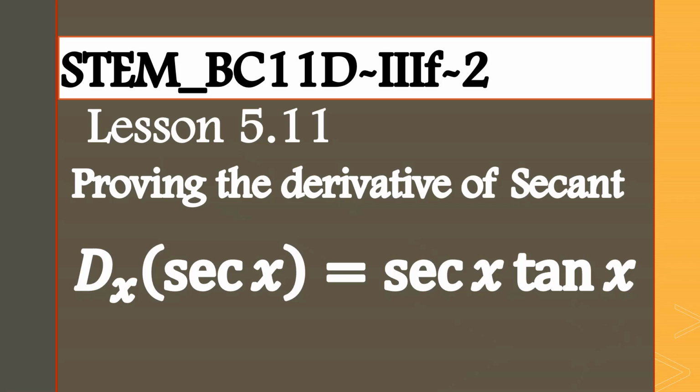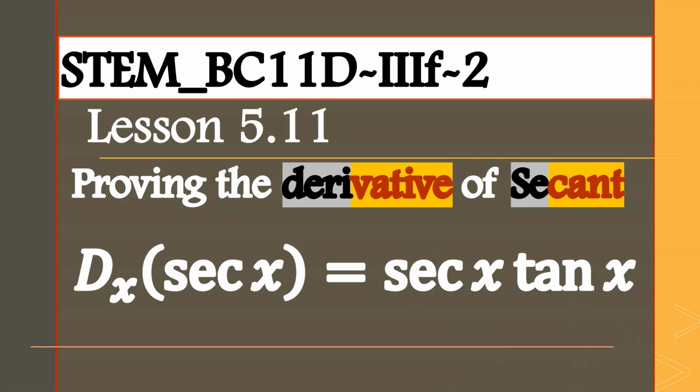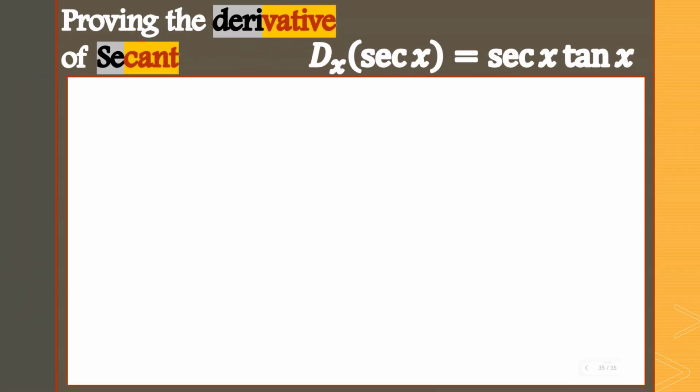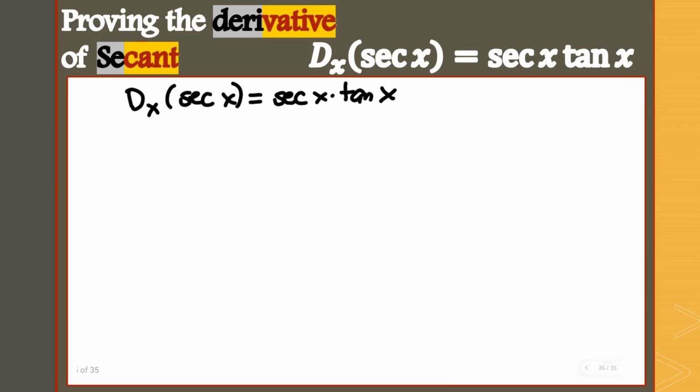Let's prove this derivative for the secant function. The derivative of secant x is one of the two trigonometric functions where the derivative will have a product of two other functions. We have here the derivative of secant x is identified as the product of secant x and tangent x. And by the way, since this is multiplication, you could always interchange whether you write tangent x first before secant x because multiplication is commutative.